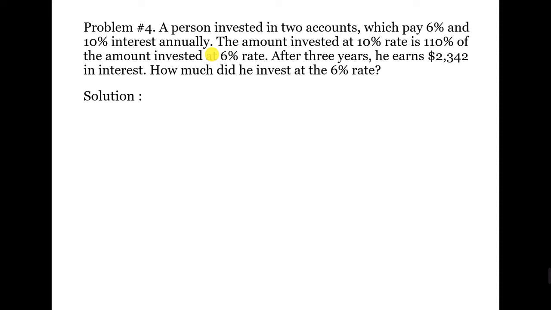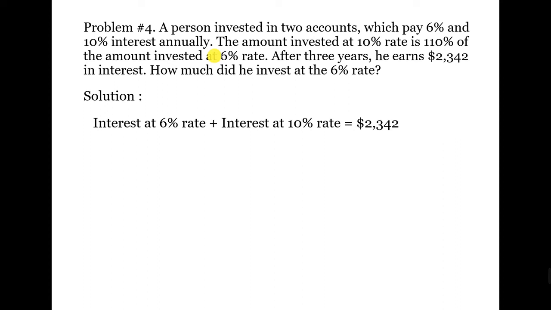Let us proceed to problem number 4. A person invested in two accounts which pay 6% and 10% interest annually. The amount invested at 10% rate is 110% of the amount invested at 6% rate. After 3 years, he earns $2,342 in interest. Now the question is, how much did he invest at the 6% rate?